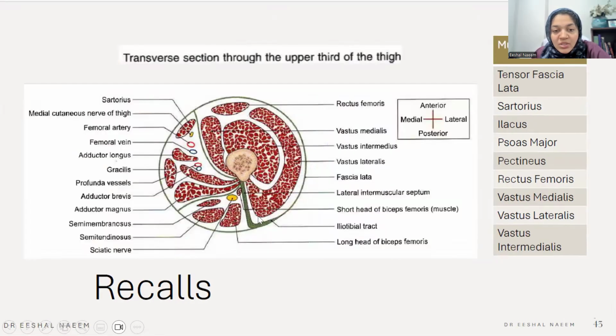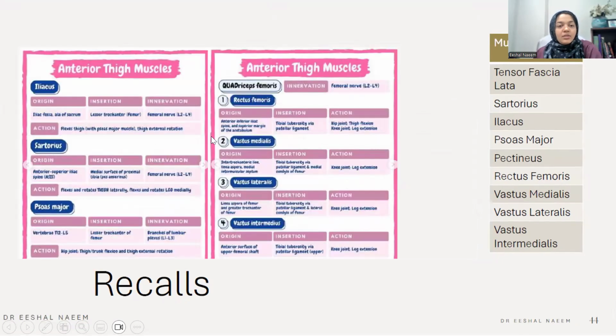All three of these muscles were originating from the ischial tuberosity of the hip bone, and this is the sciatic nerve. Now, this is a revision slide for you guys. If you want to revise, just stop here and revise.